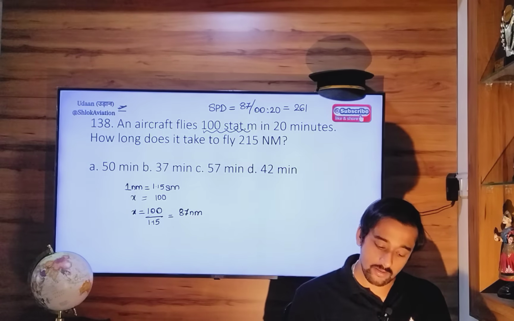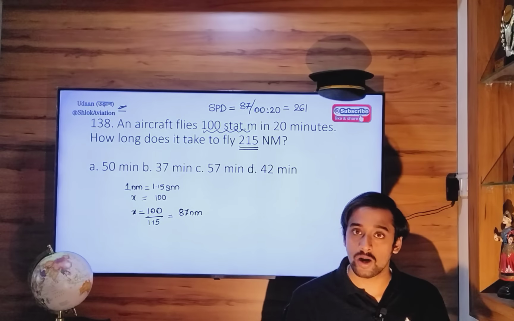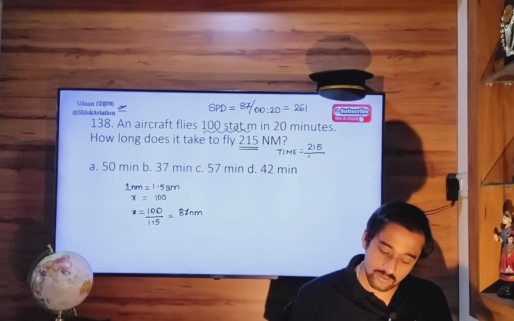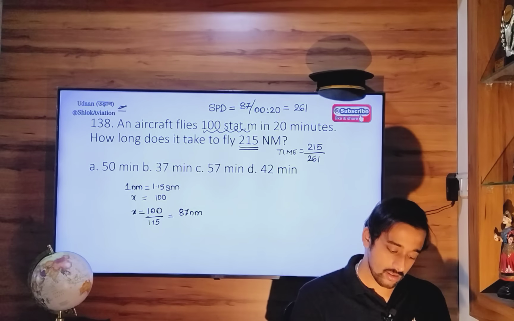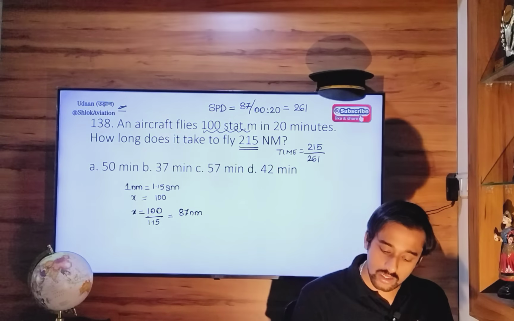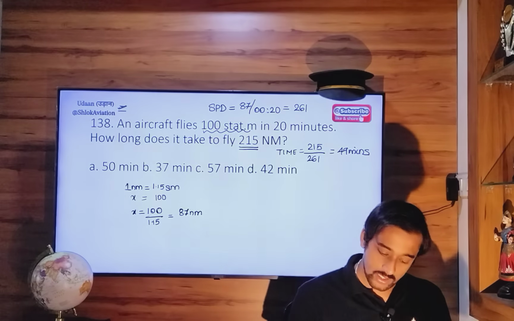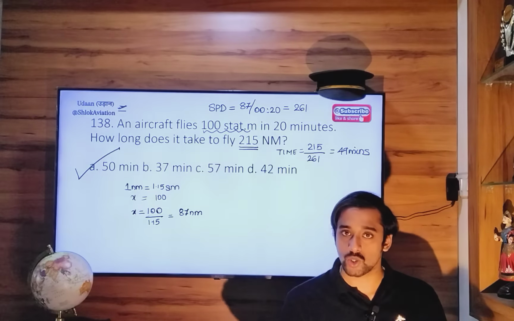Now at this speed, what time will you take to fly 215 nautical miles? So time taken will be distance 215 divided by speed 261, which is 49 minutes, which is equal to option A, the closest option.